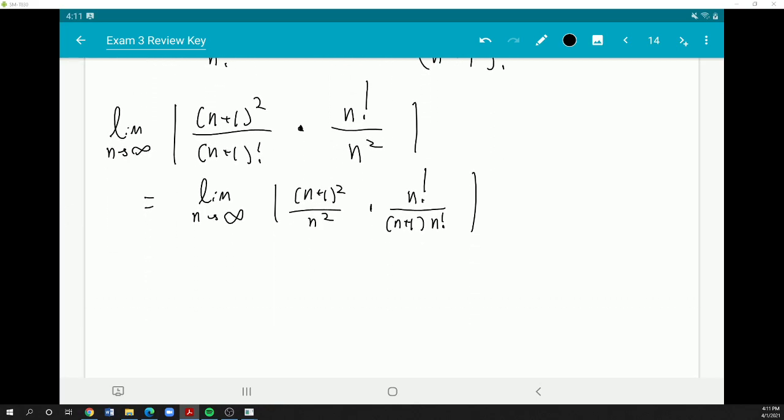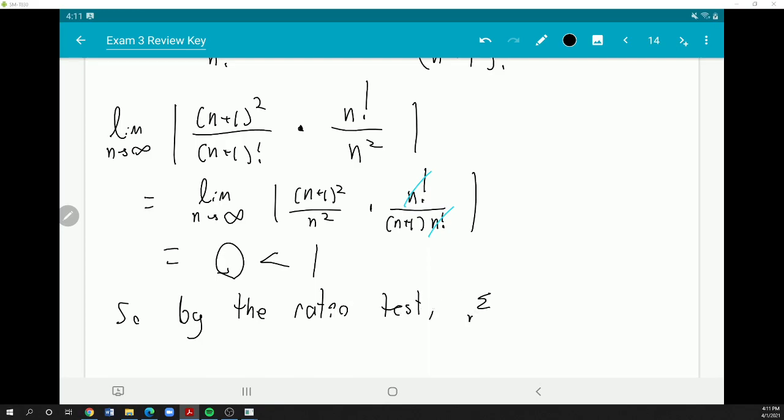And now we look at these limits. First, these cancel, and I'm left with this limit in here goes to 1. This n goes to 0, so this limit goes to 0, which is less than 1. So by the ratio test, we get absolute convergence. The sum from n equals 0 to infinity of minus 1 to the n times n squared over n factorial converges absolutely.